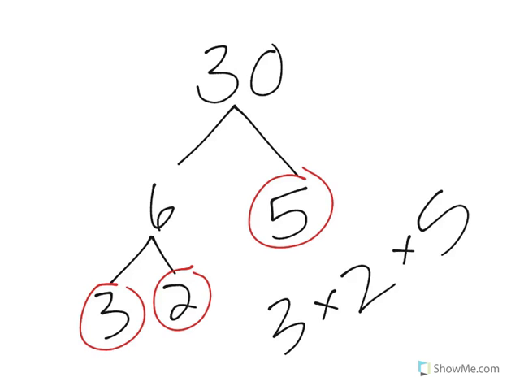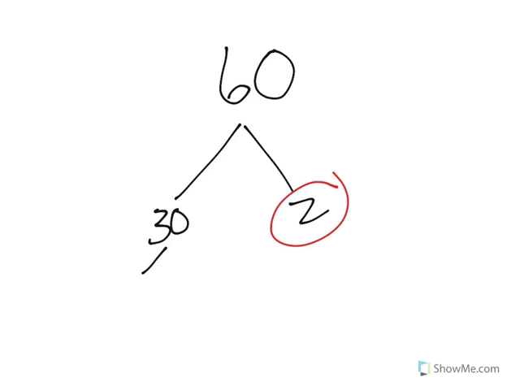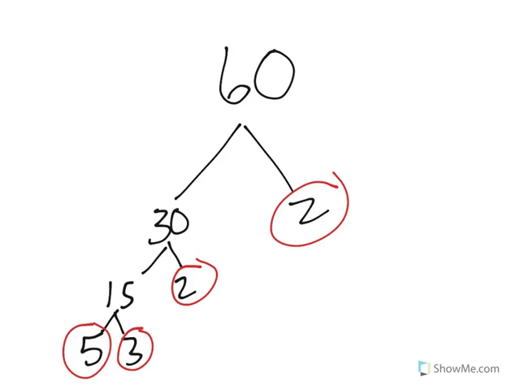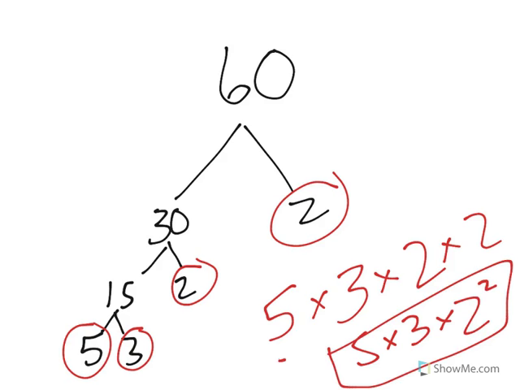Okay, let's try one more. Let's try 60. Pause and solve. Okay, let's split this up. I'm going to do 30 and 2 here. 2 is prime. 30 I'm going to break into, let's see, 15 and 2. 2 is prime again. 15 I'm going to go to 5 and 3, which are both prime. So my answer is going to be 5 times 3 times 2 times 2, or 5 times 3 times 2 squared, which is the same. So that is how you use factor fireworks to find prime factorization.